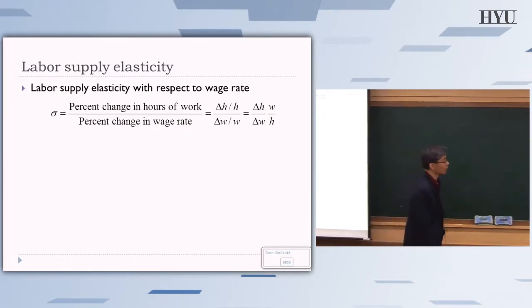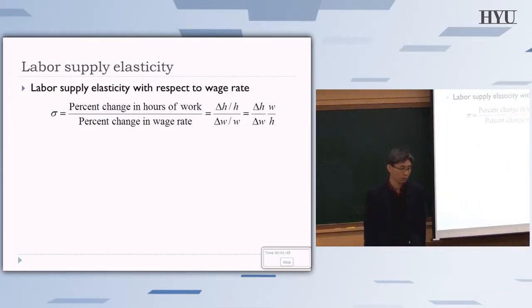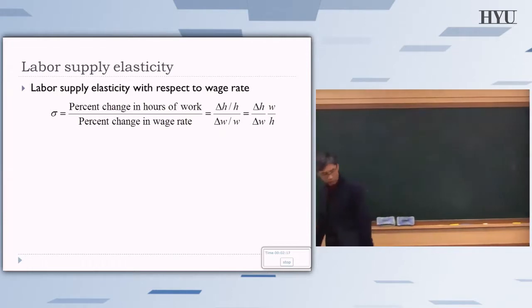Okay, so we can define it for an individual or for the whole market. This is just the common concept of elasticity applied to labor supply behavior with respect to wage. In mathematical terms, we can use this: change of H divided by H, and change of W divided by W. Or we can write it this way. There's nothing special about this.